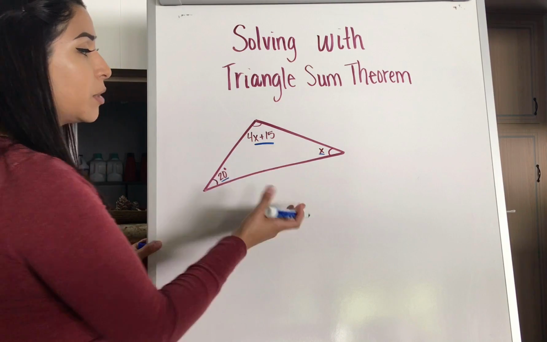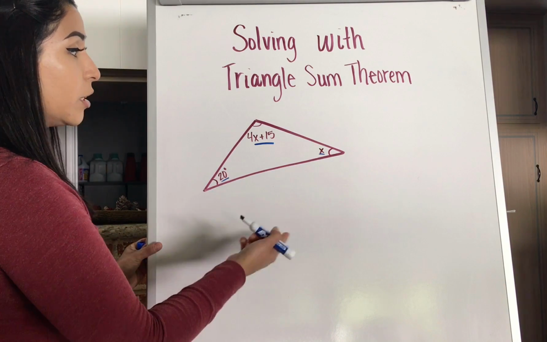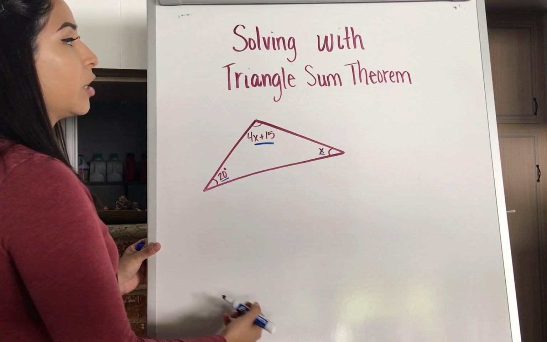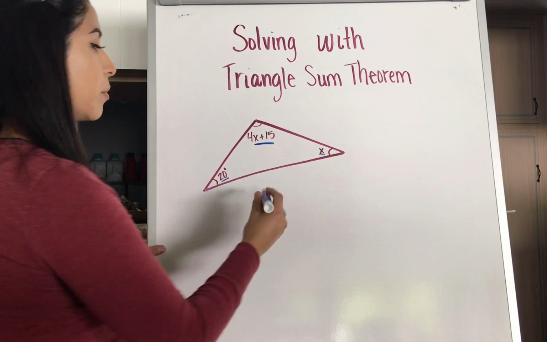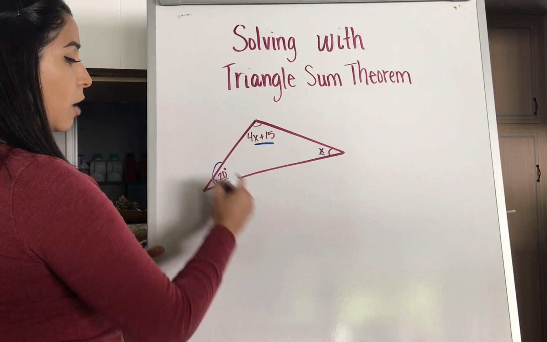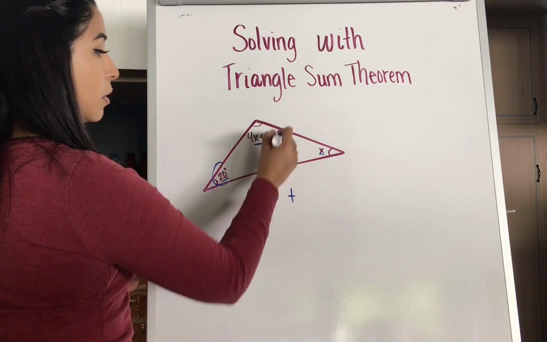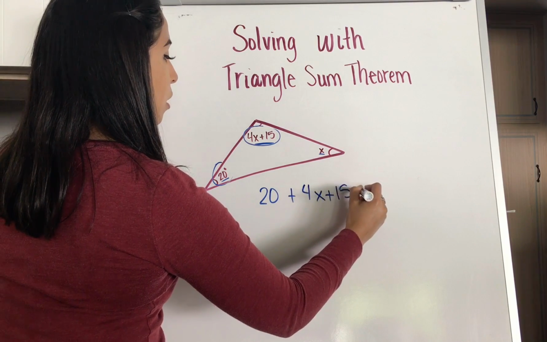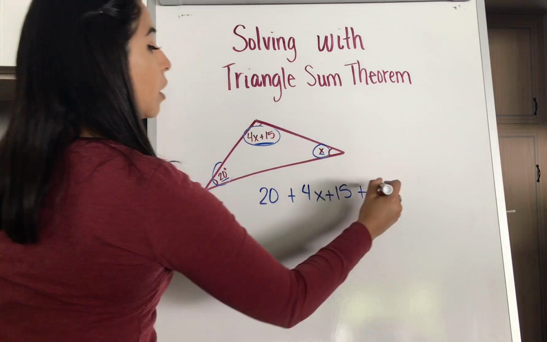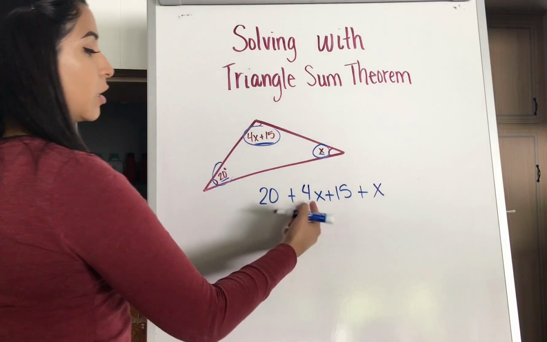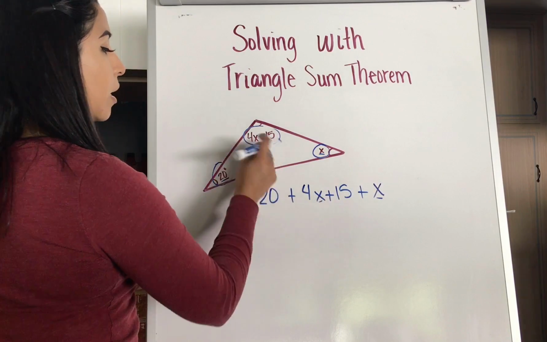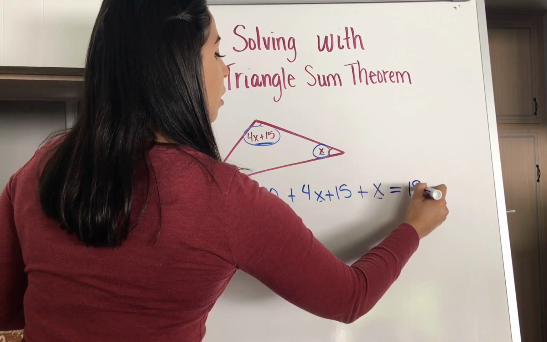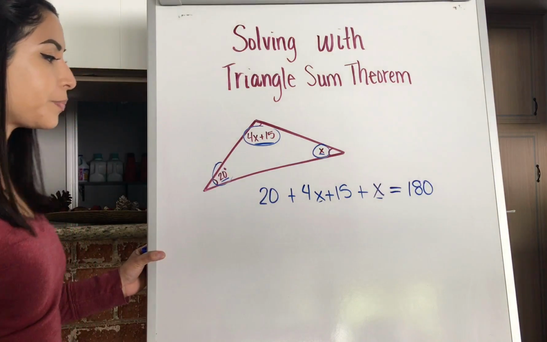So the first thing you have to do is make your equation. My equation is adding all of those up and knowing that they're equal to 180 degrees because of the triangle sum theorem. So I'm just going to take all my angles, take that one, 20 degrees, plus that angle, 4x plus 15, plus this angle, it's just an x. So what that's going to do is solve for this x here, and then I can go back and find out what each angle actually was. And I know this is equal to 180 degrees because of my triangle sum theorem.